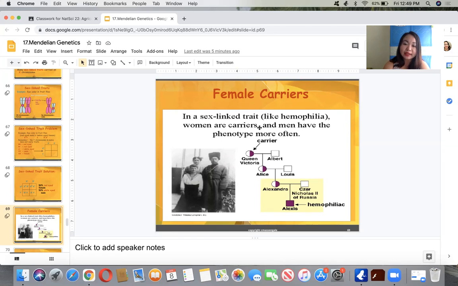In a sex-linked trait like hemophilia, women are carriers and men have the phenotype more often. Starting from Queen Victoria and King Albert, Queen Alice was the carrier, and then it passed on to King Louis, and then to Alexandra, who is also a carrier, and then when it passed to Alexis, he was the one who manifested the trait of hemophilia.